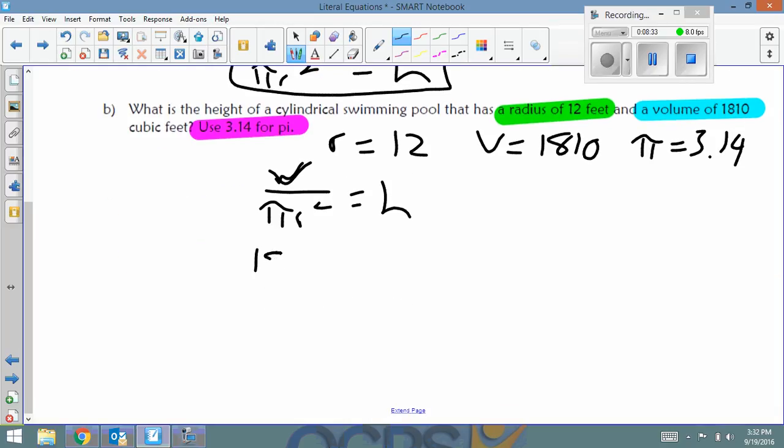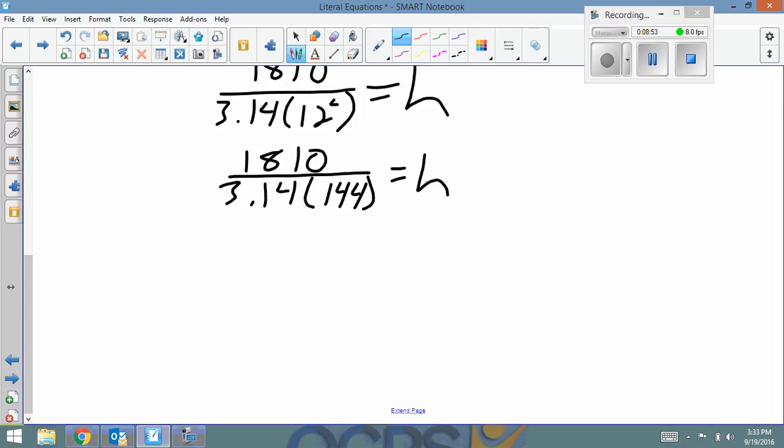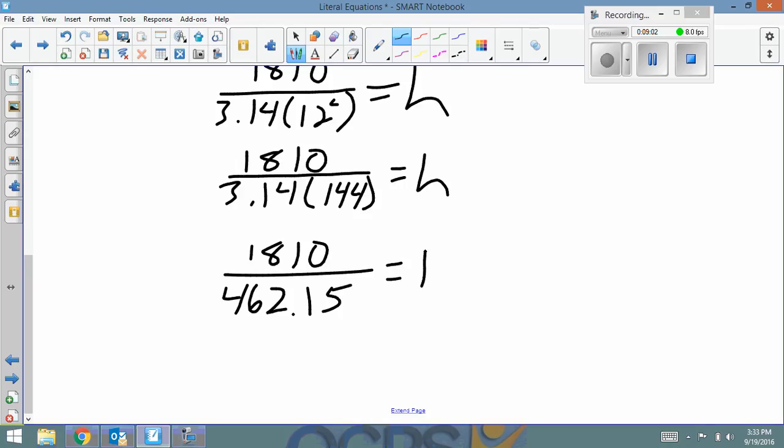Again, V is 1850 over 3.14 times 12 squared. Only the 12 is squared, though, because that's what it says in the equation. Use order of operations. Parentheses or exponents first. 12 squared is 144. And we multiply, so we're going to get 1850 over 462.15. And then when you divide, you're going to get this answer.